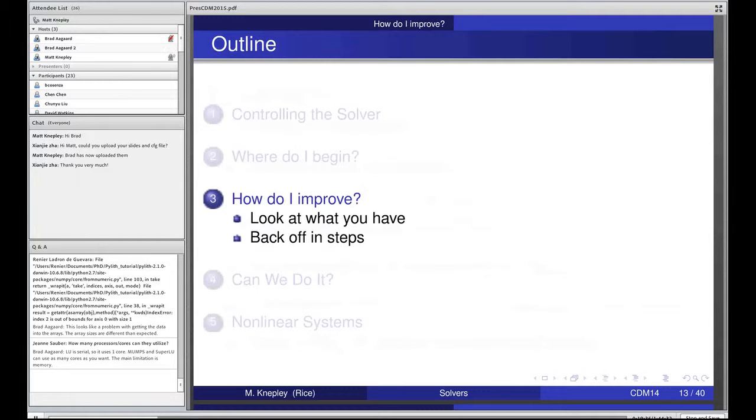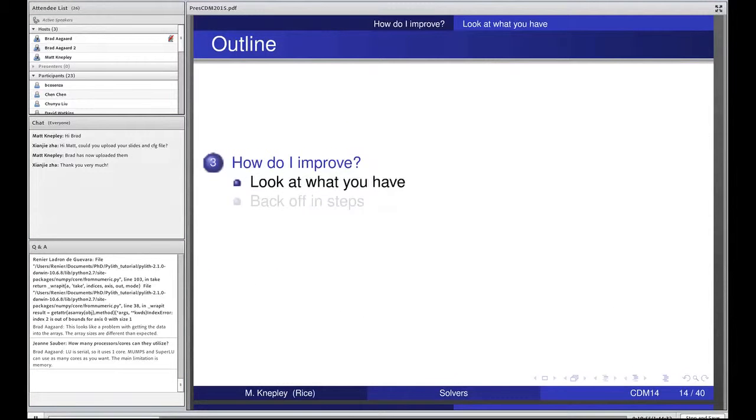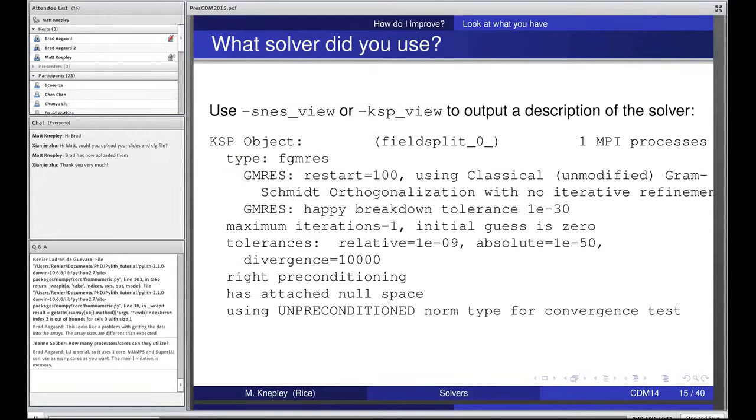Okay, so I said when you begin, use a direct solver. But of course, I also said that to do practical things, you cannot use a direct solver. So what do you do once your initial problem runs with LU? Well, the first thing to do is to look at how it's running.